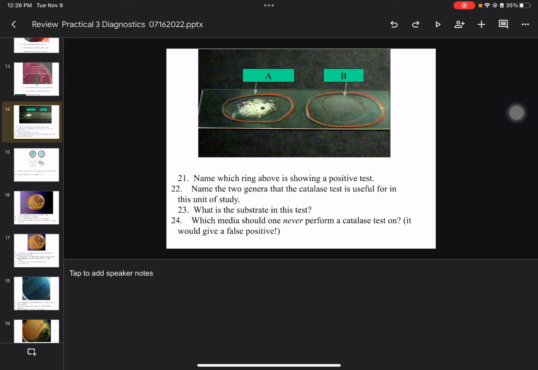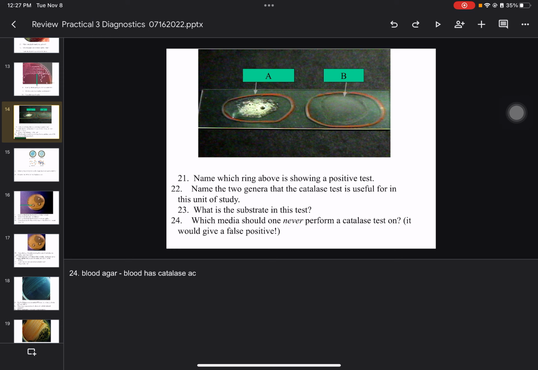What's 24? What is it asking exactly? Which media should you never perform a catalase test from? Blood agar. Why? Because it's enriched. Because it has blood, and all blood has catalase activity. So if you put a little bit of hydrogen peroxide on a cut, it's going to fizz like crazy. Why? Because the blood all has catalase activity.